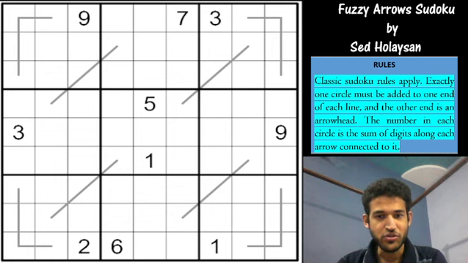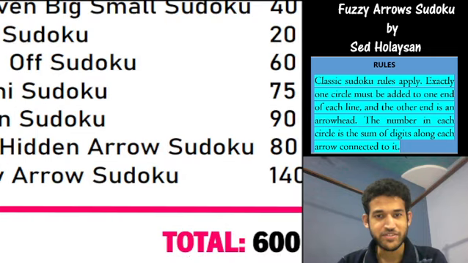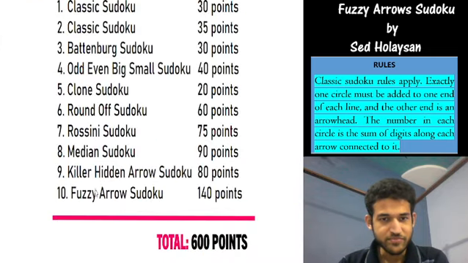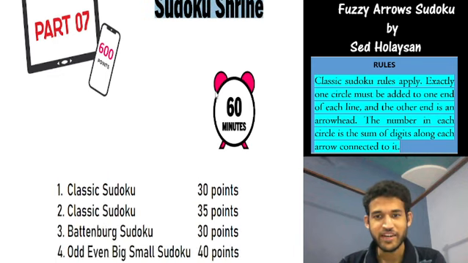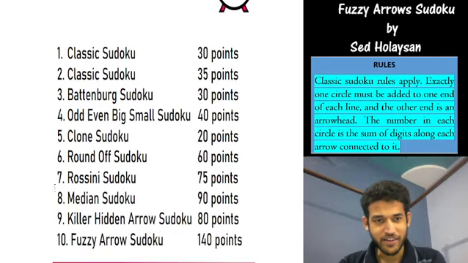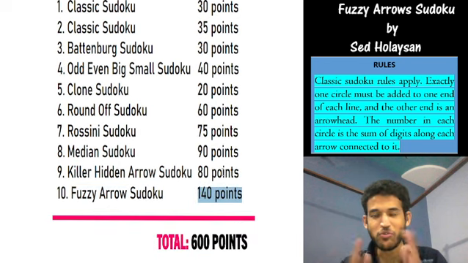And before that, I want to show you something. The reason for making a video on this Sudoku is because of this. So you can see here, part 7 is the Sudoku Shrine. This is basically the instruction booklet of the Sudoku competition. So you can see that it's worth 600 points totally, and the round name is Sudoku Shrine, right? And there are many variants in the round, but look at this particular Sudoku, Fuzzy Arrows Sudoku. 140 points. I mean, a massive 140 points.